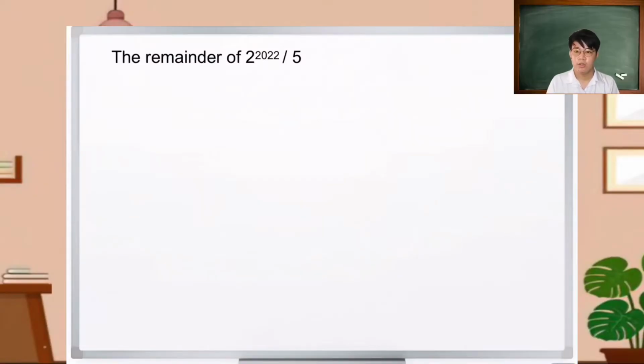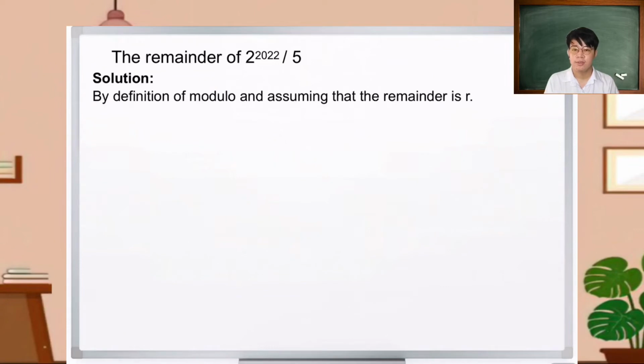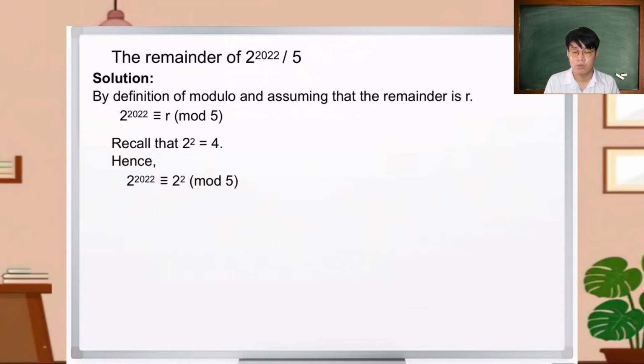This time, we are now going to answer the question we left earlier by using the modulo congruence, which is the remainder of 2 raised to 2022 when we divide it by 5. So now, let's have a solution. By definition of modulo, and assuming that the remainder is r, we have 2 raised to 2022 is congruent to r modulo 5. Recall that 2 squared is equal to 4, and we are going to substitute it to our r. It will be 2 raised to 2022 is congruent to 2 squared modulo 5.